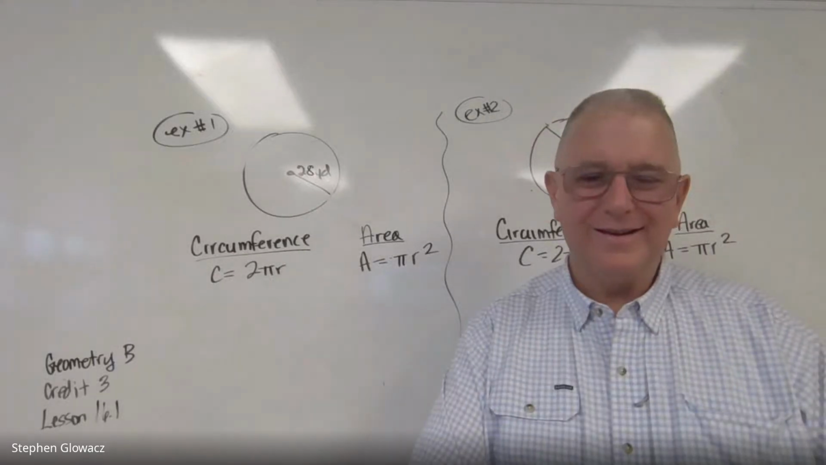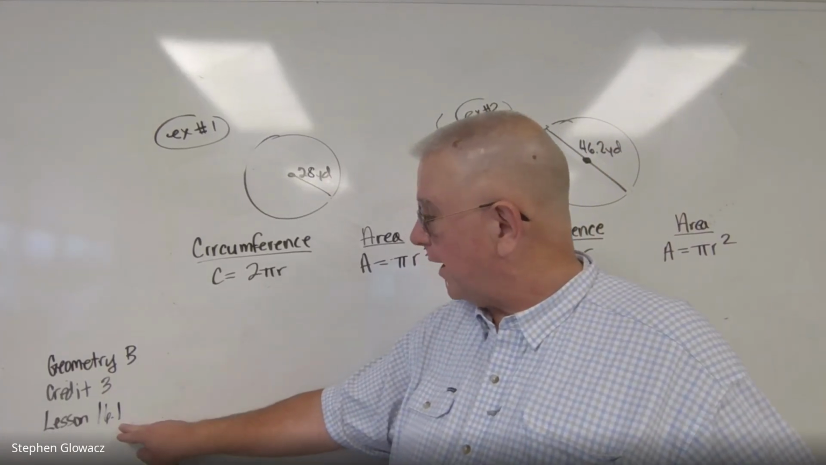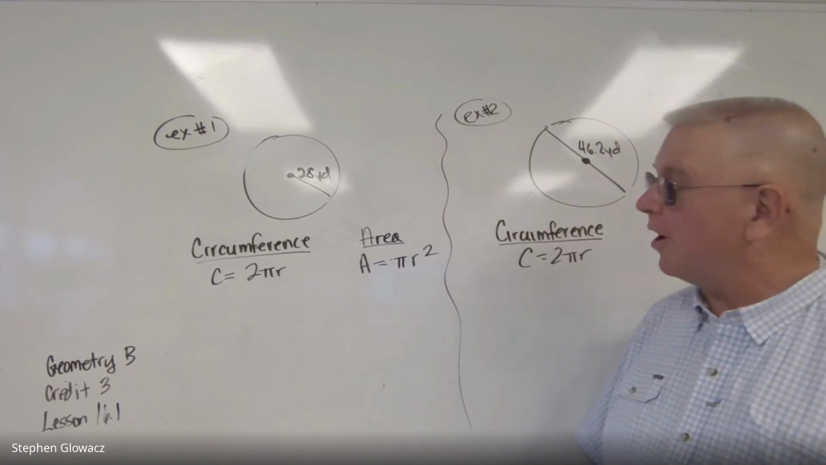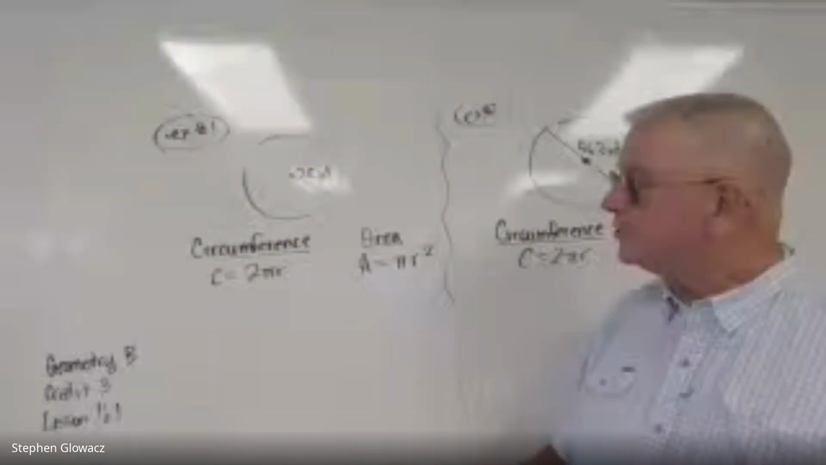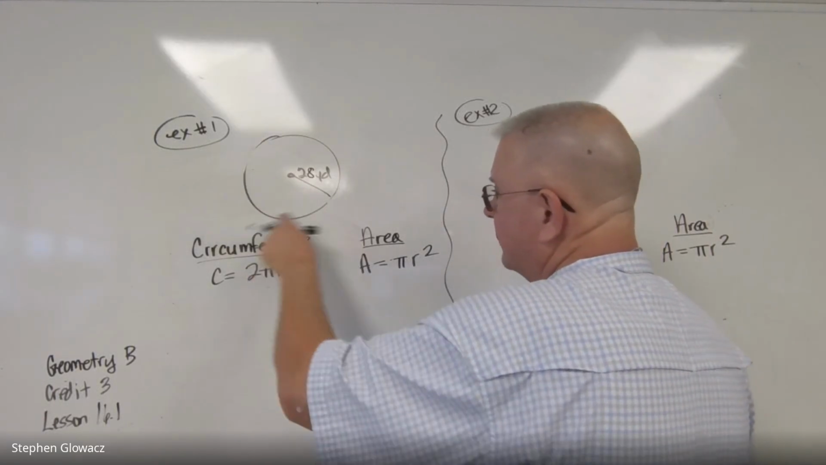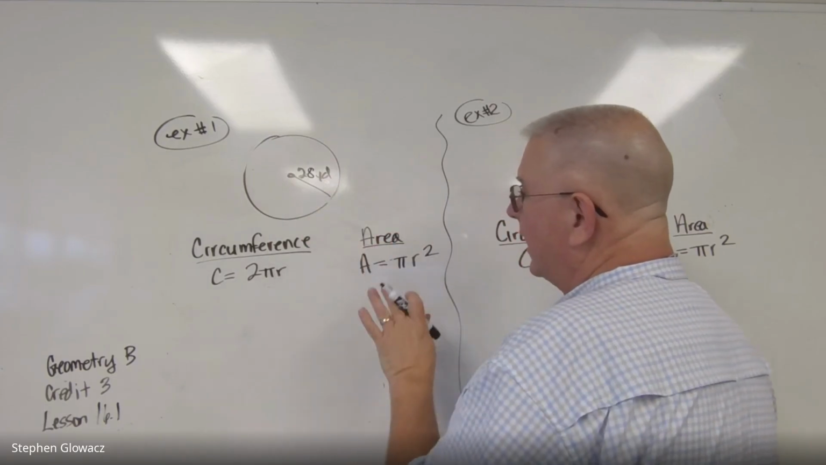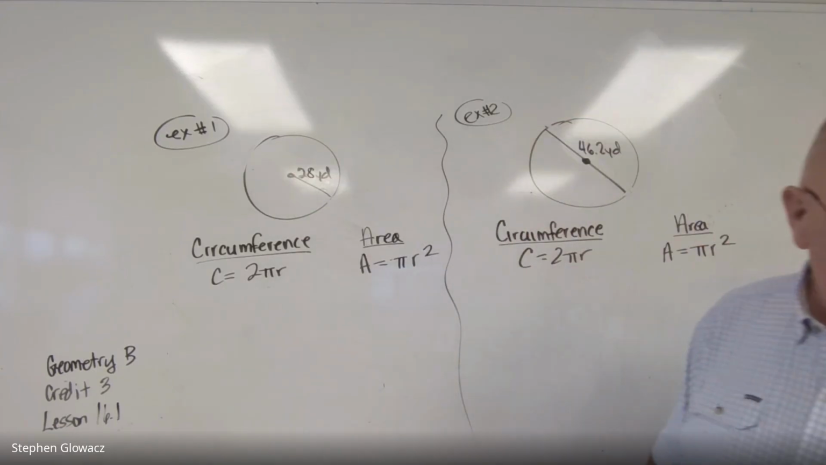These are the examples for Geometry B, Credit 3, Lesson 16.1. Lesson 16.1, we're talking about circumference and area of a circle. Circumference is the distance around the edge, or around the outside, of the circle. Area is measuring the space inside the circle. So let's jump into the examples.